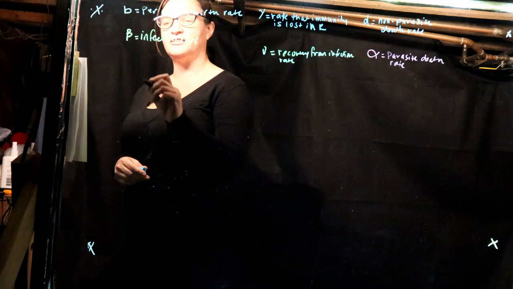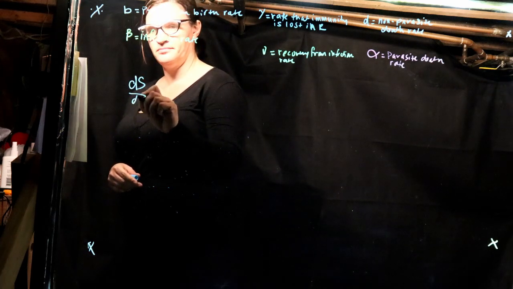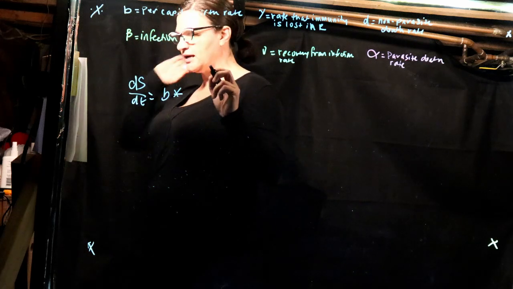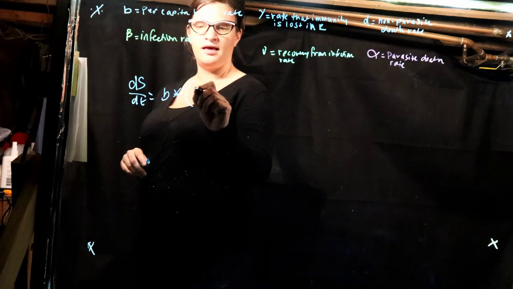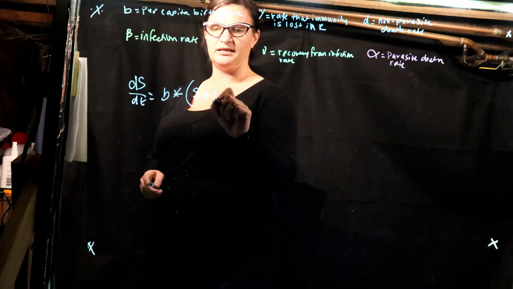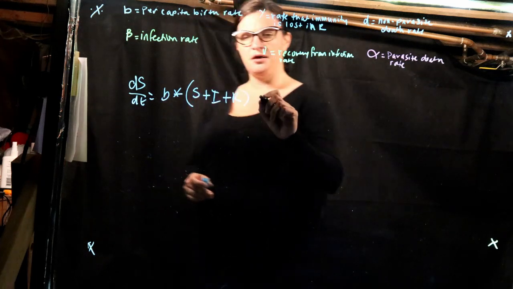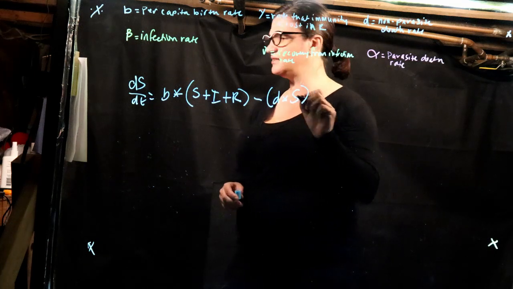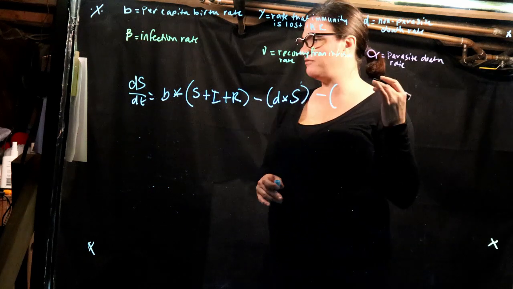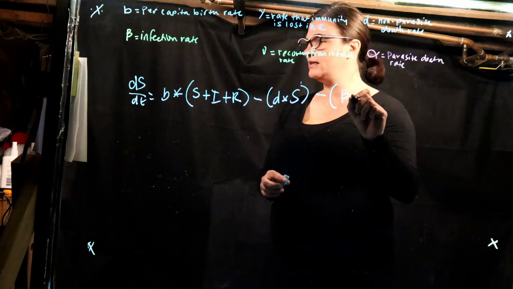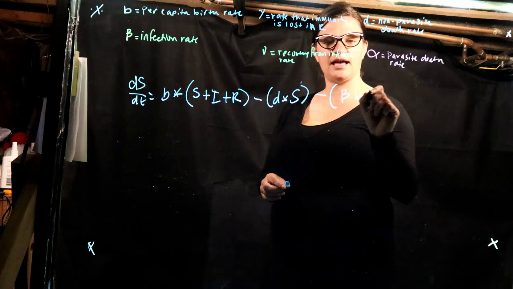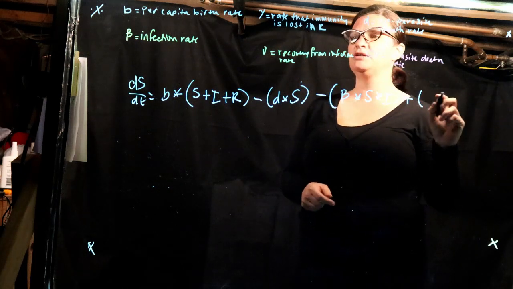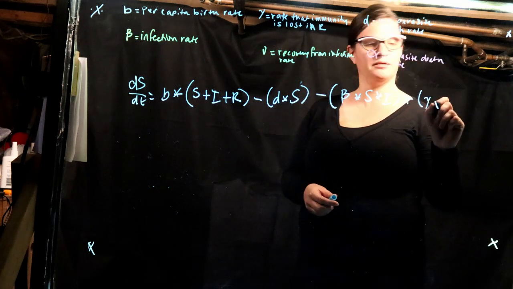And let's start with our susceptible bin. dS over dT is going to equal our birth rate times the number of individuals in susceptible plus individuals in infected plus individuals in recovered, minus that non-infection related death rate times the population size of the susceptibles, minus the rate at which they're going into the infected bin, which is beta times S times I, plus the rate at which recovered individuals become susceptible individuals, which is going to be this gamma times R.